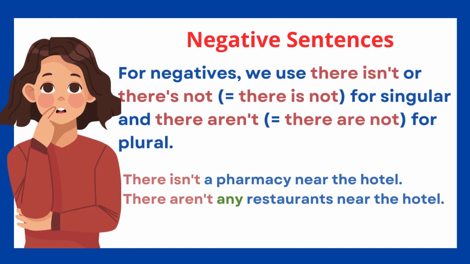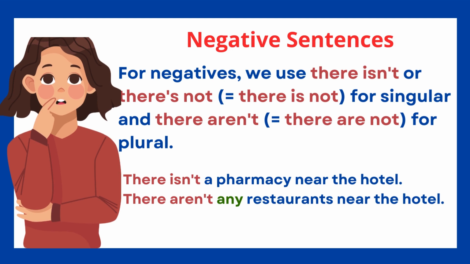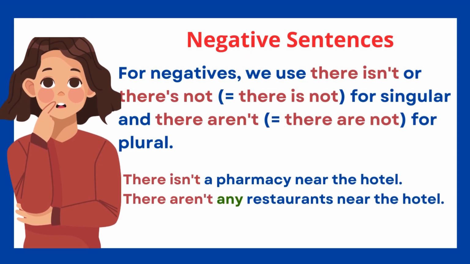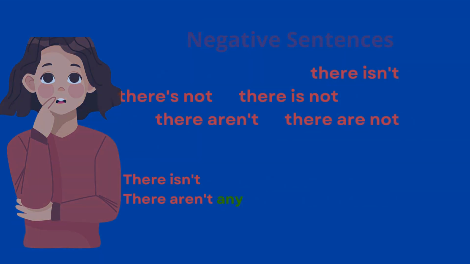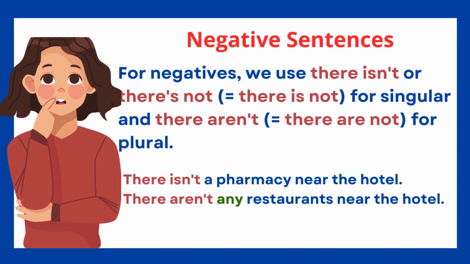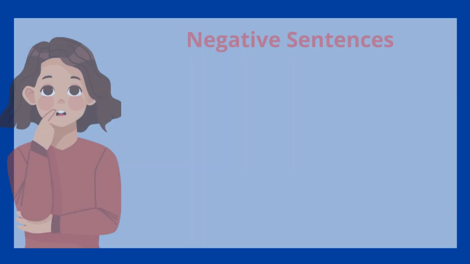Negative sentences. For negatives, we use there isn't or there's not, equals there is not, for singular and there aren't, equals there are not, for plural. There isn't a pharmacy near the hotel. There aren't any restaurants near the hotel.